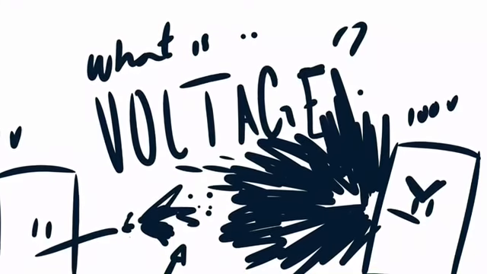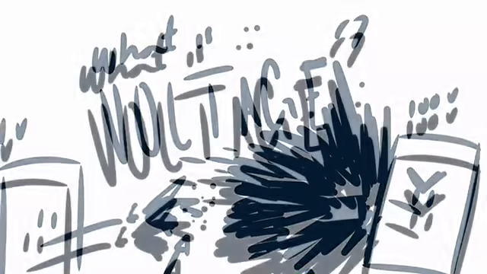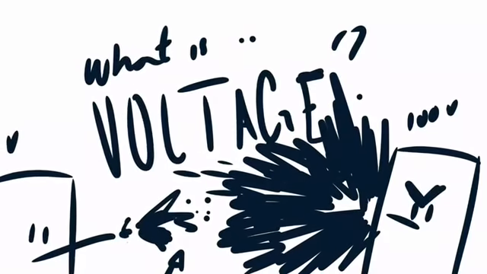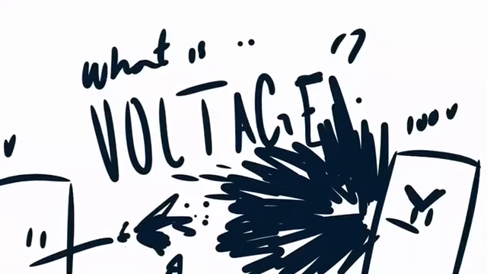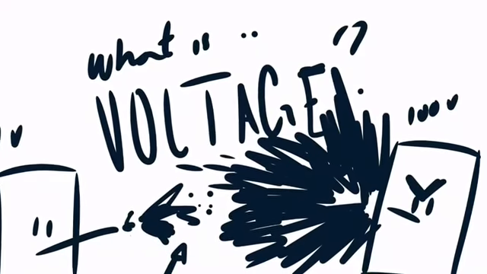Voltage is a representation of the electric potential energy per unit charge. In other words, it is a measurement of the energy contained within an electric field or an electric circuit at a given point.